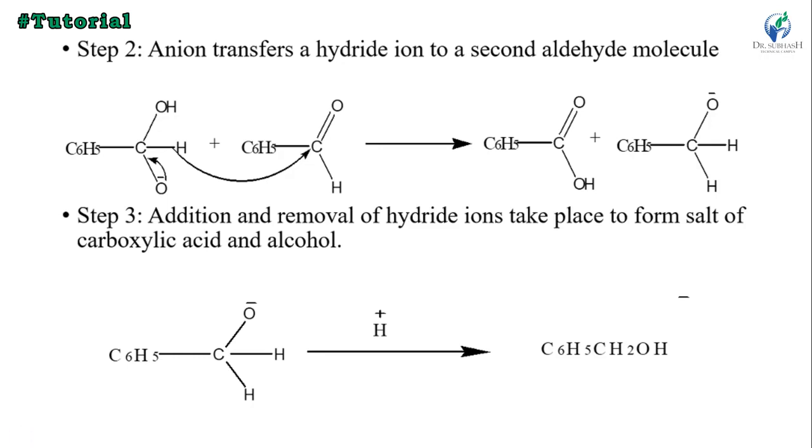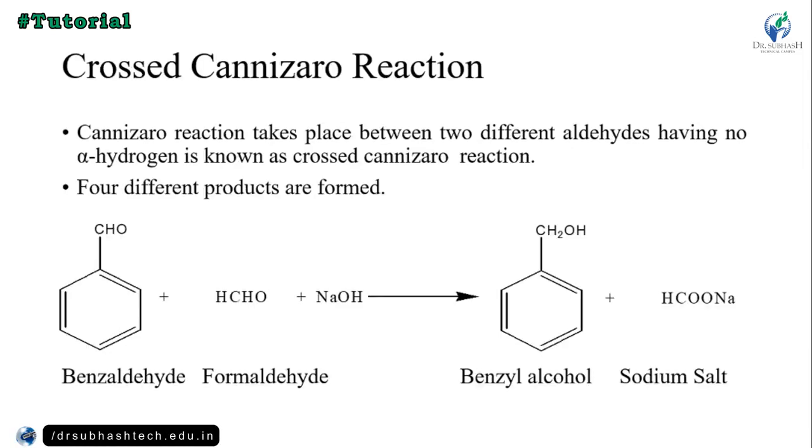So C6H5CH2O minus. O minus is an anion, then H plus attaches to the O minus, and we get benzyl alcohol, an aromatic primary alcohol. We get the benzyl alcohol. So the three-step mechanism is followed, and then we learn about the cross Cannizzaro reaction.